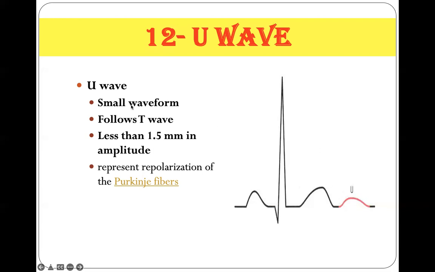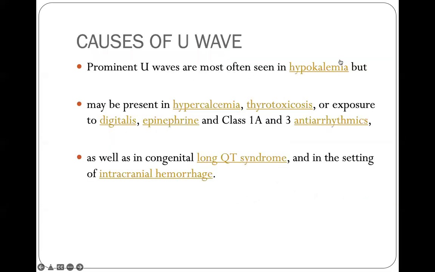Usually, if it is present, it's a small wave less than 1.5 millimeters in amplitude. I mean, less than 2 small squares. A prominent U wave is usually seen in patients with hypokalemia, always associated with long QT interval, but also may be present in situations of hyperkalemia, thyrotoxicosis, exposure to digoxin, or antiarrhythmic medications with pro-arrhythmic effect like class 1A and class 3 antiarrhythmics. Also, it is present in long QT syndrome and in cases of intracranial hemorrhage.